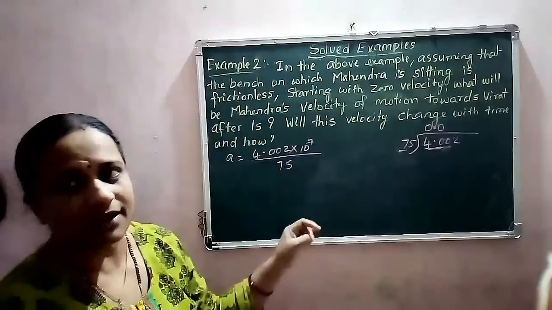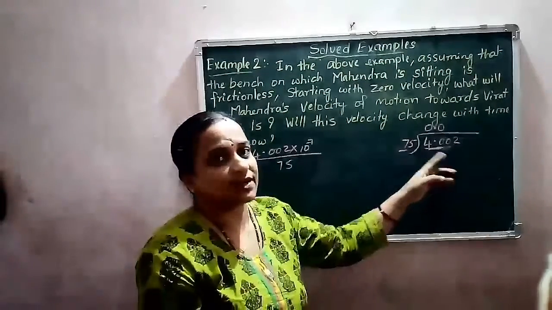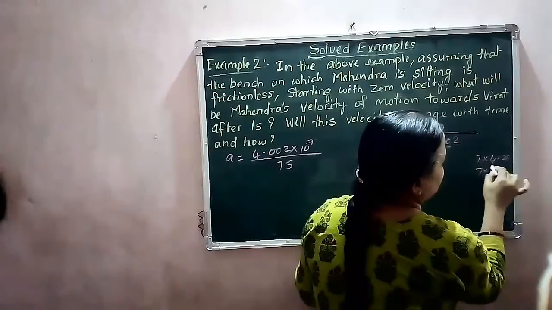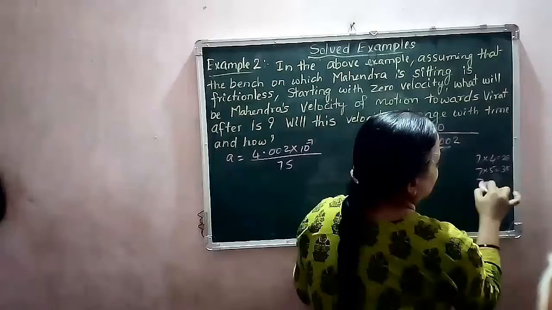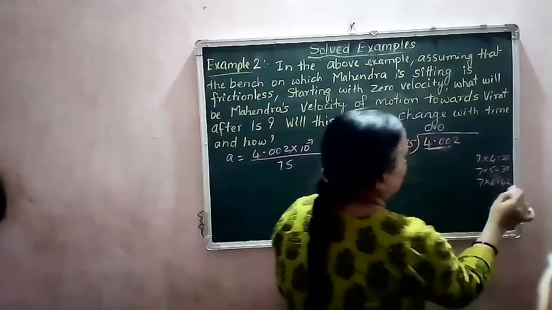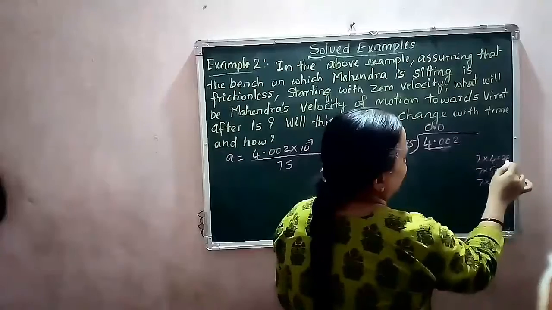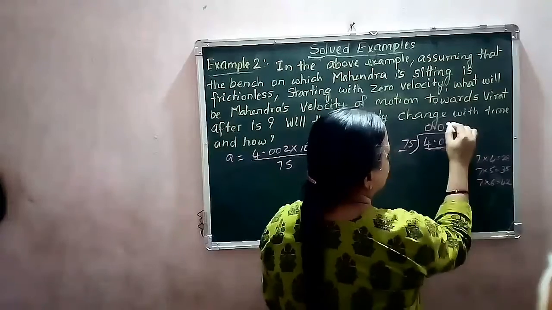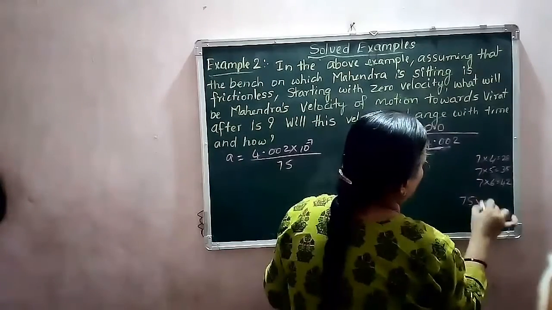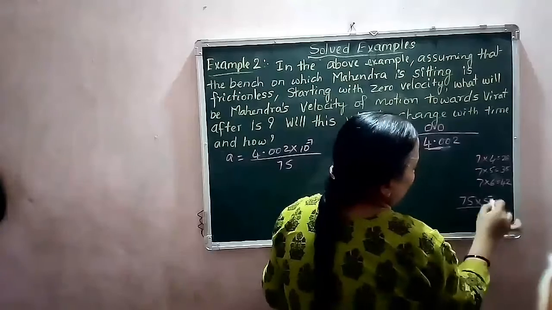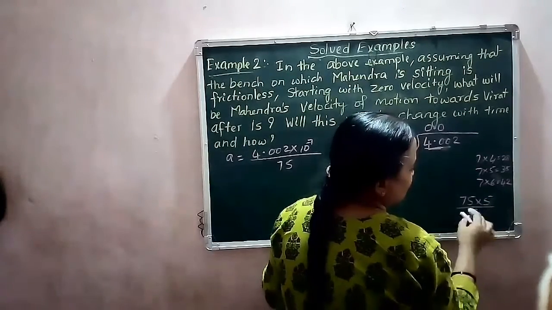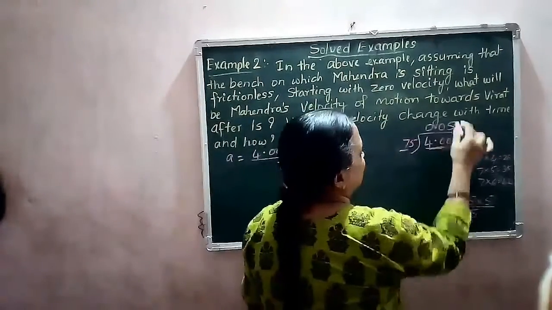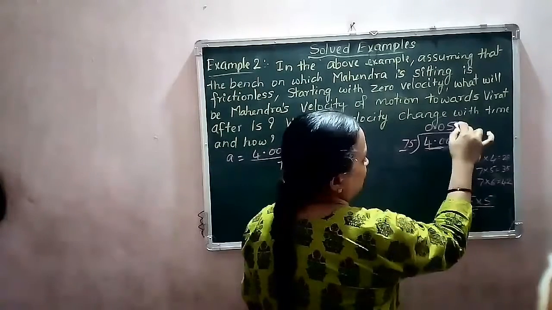7 4s are 28, 7 5s are 35, 7 6s are 42. 42 is greater than 40. 28 is much less than 40. 35, it's okay. So, let us see 75 into 5. 5 5s are 25, 5 7s are 35, 35 to 375. Let us say 5.